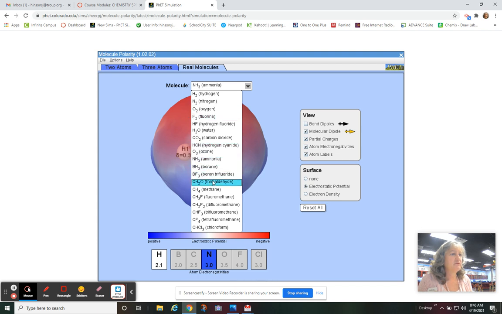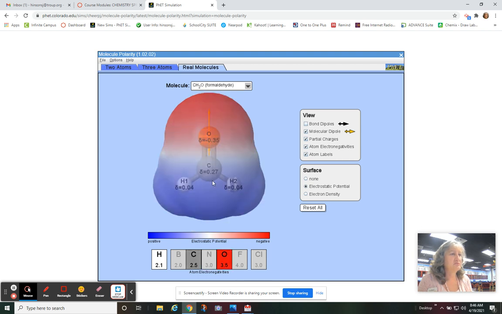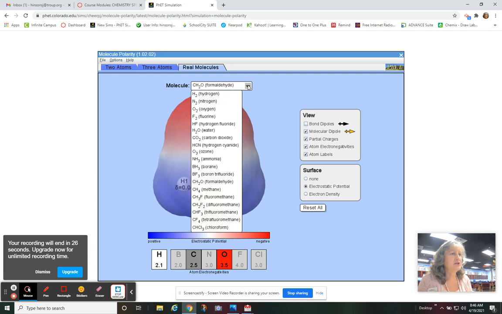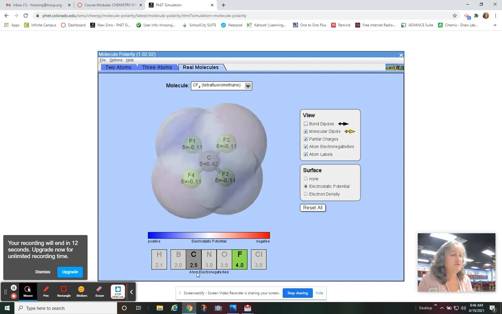What about formaldehyde? It is pretty polar. So in this case, the bond polarities in conjunction with the shape make it polar. All right, so let's go down here to CF4. Carbon is 2.5, fluorine is 4. That's a pretty significant difference. Those bonds, let's turn on bond dipoles for just a minute. It's so gray, it's hard to see.